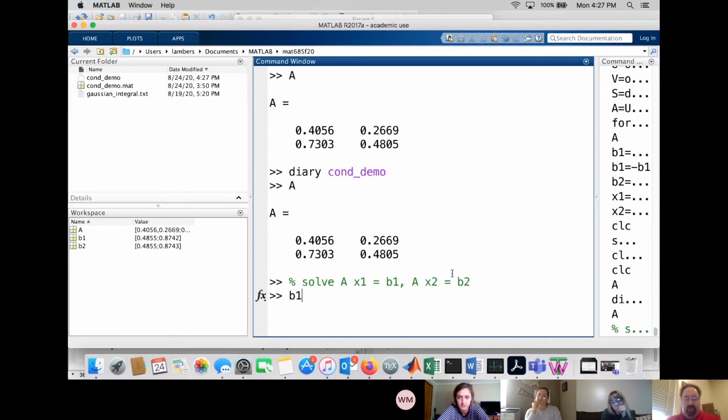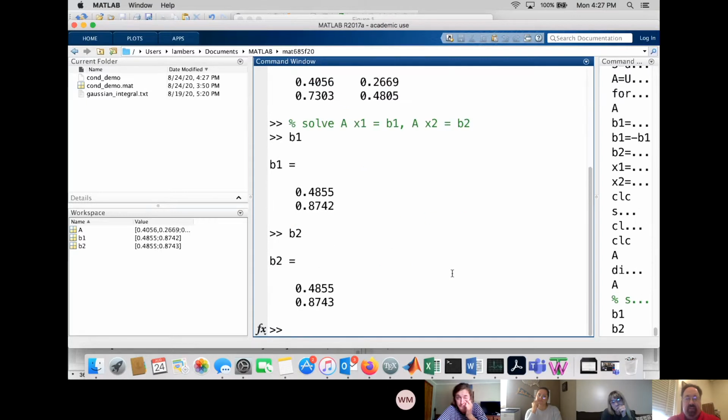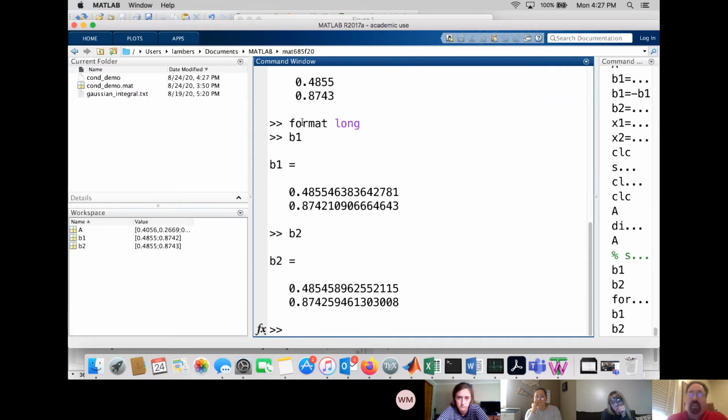Now let's take a look at B1 and B2. Notice they look almost exactly the same. We just have one digit difference down here. Now I want to emphasize, if I do format long and look again, remember format is only about display. These numbers are represented in full precision internally. For display, we show only this many digits or this many. We see there are more substantial differences beyond the first three digits. But still, these vectors are fairly close to one another.